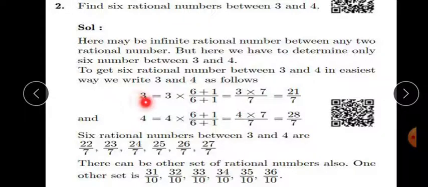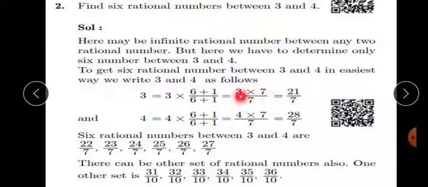That 7 you have to multiply with these 3 on both sides. You can see here 3 into 7 by 7. That means 7 is multiplied in the numerator as well as the denominator of this 3. Got it clear? For 6 rational numbers, you have to add 1. So 6 plus 1 will give you 7. That 7 you have to multiply with both numerator and denominator. That means 3 into 7 by 7. The same number you write in numerator as well as denominator.